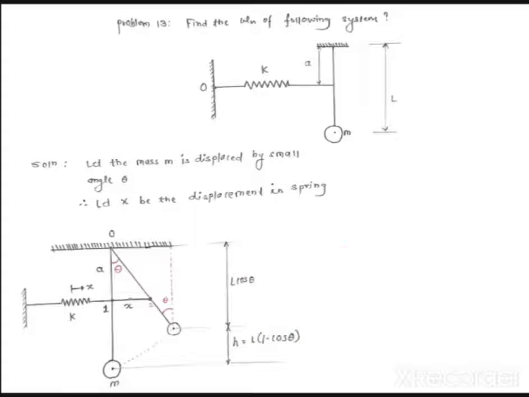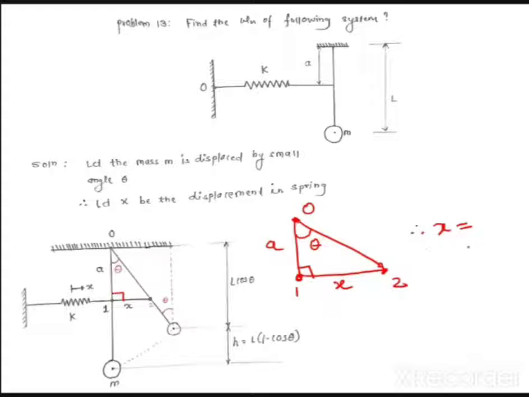So what triangle are you getting? You are getting this triangle, so let me draw this triangle here. Let me call this point 1, this point 2, and this point O. This angle is theta, this side is x, and this is nothing but the height. So tell me what you are getting from this. What is x? Anybody?